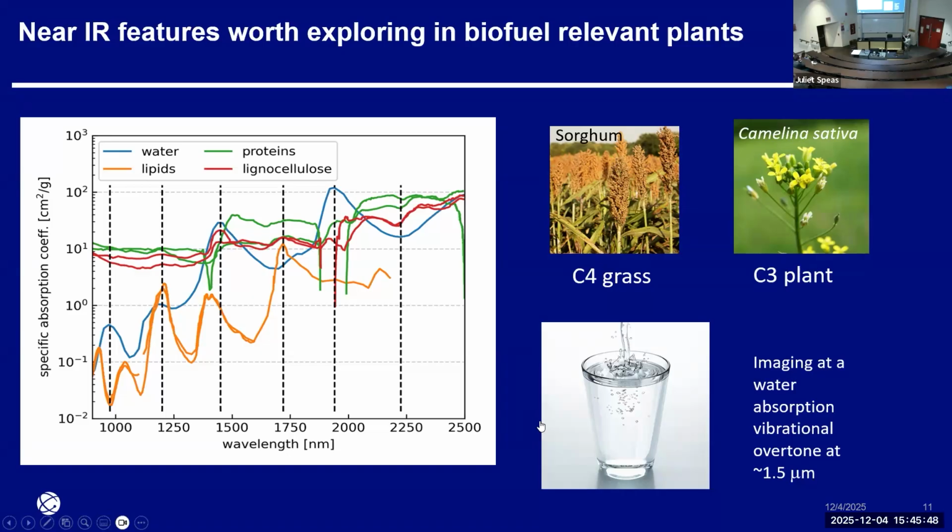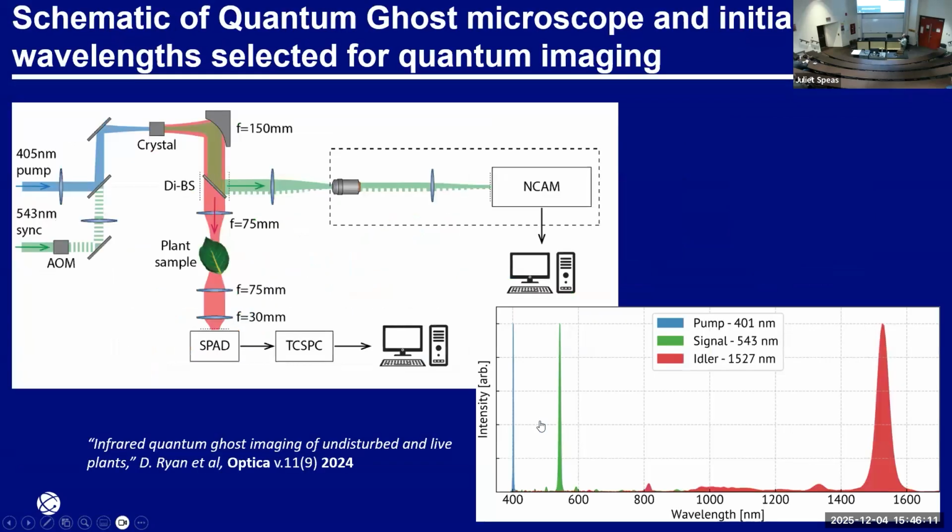And so I thought, well, not only are these 2 biofuel plants of relevance to the Department of Energy, who's the sponsor of this work, but we could compare and contrast these 2 different photosynthetic mechanisms using a light flux that doesn't really perturb them. That was sort of the goal of the grant at the beginning. But this is where we started, trying to image water in living plants at 1.5 microns.